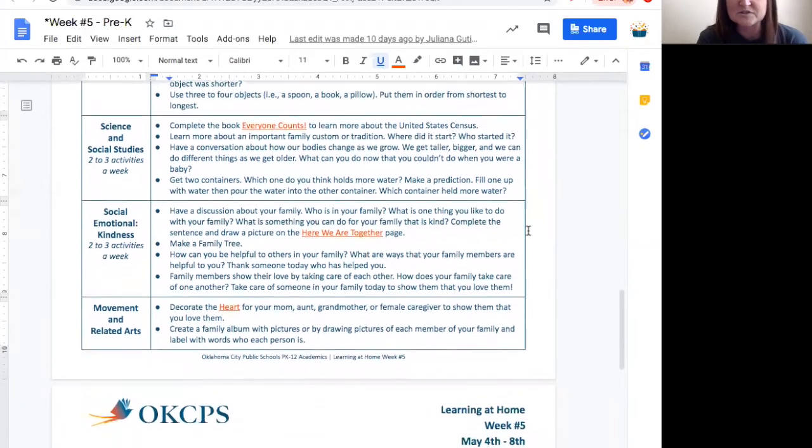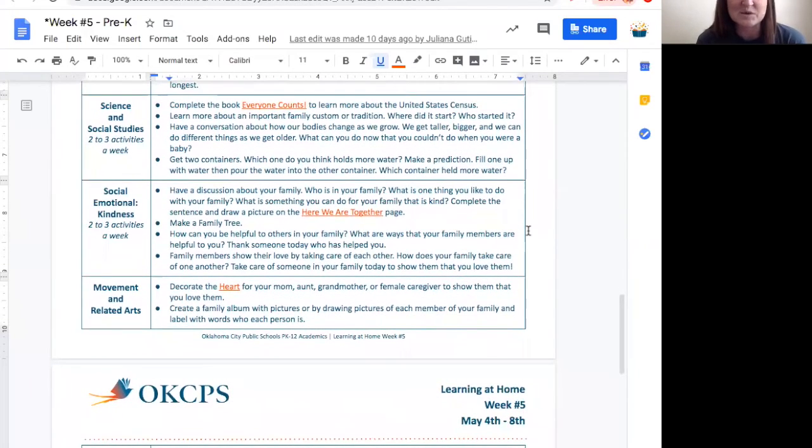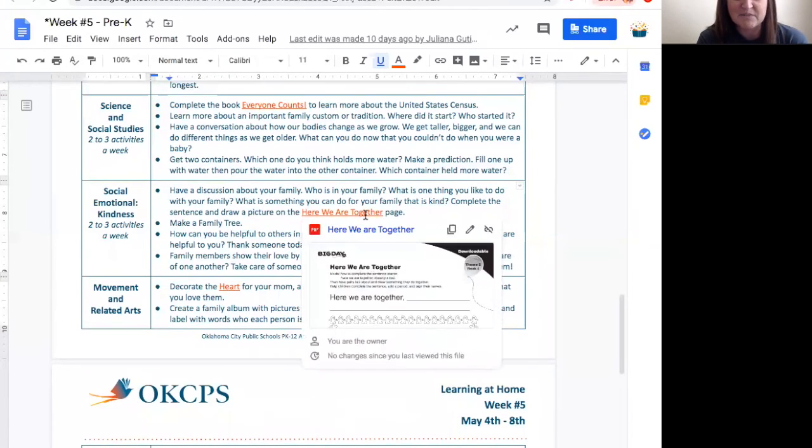Our social emotional skill this week is kindness, and so you'll see lots of activities that are focused on kindness. And one of the things that we included to connect with family is to make a family tree, include people in your family that are important to you and are close to you. Have a discussion about your family. Are there stories about your family? There are things that make your family unique. There's also a little "Here we are together" where your child can have the opportunity to draw a picture of your family.